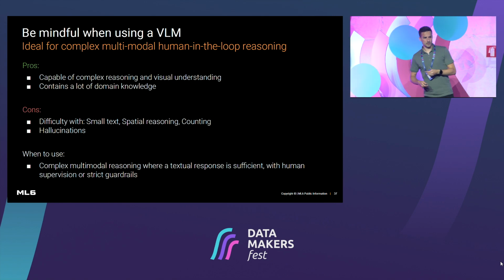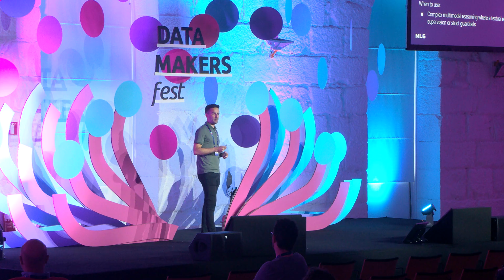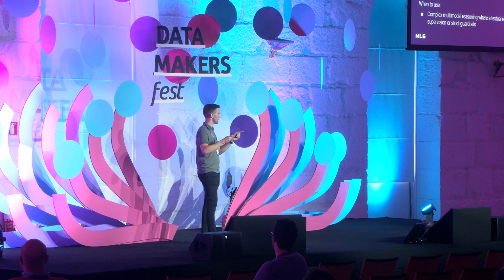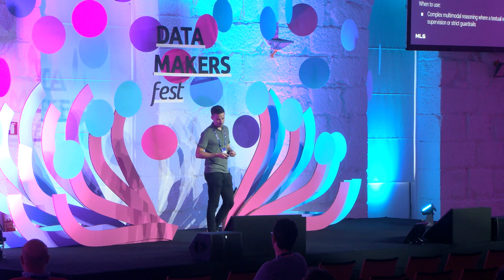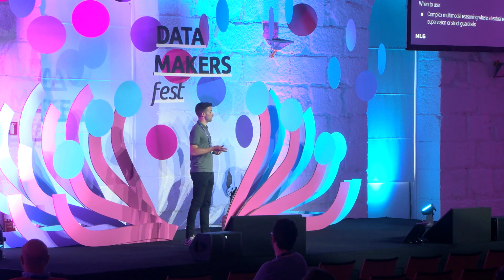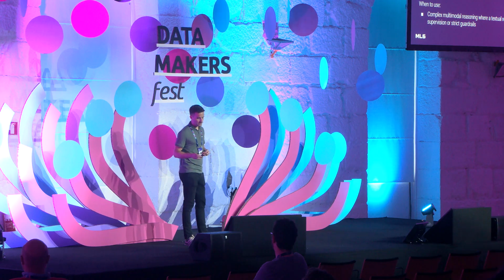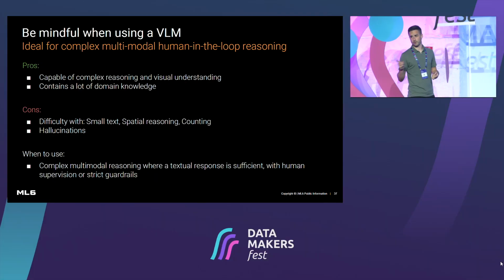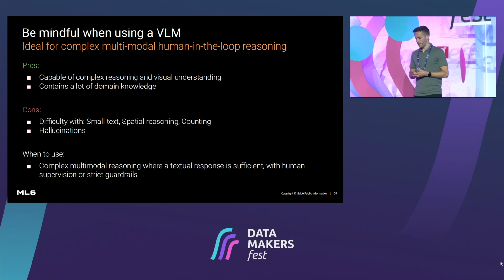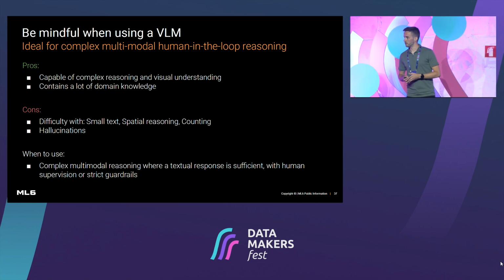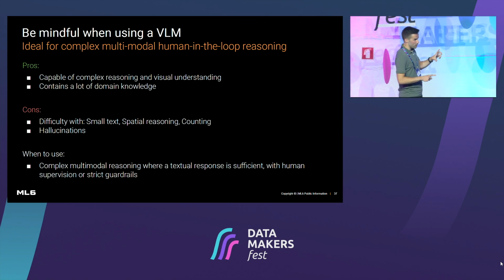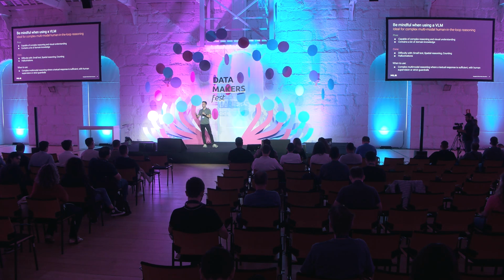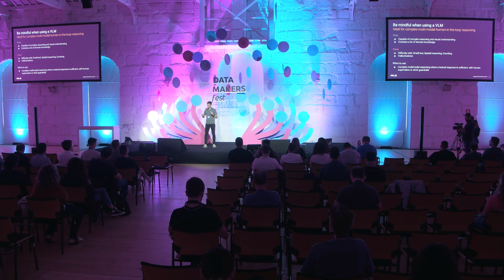And in general, the hallucinations, remember the riddle. There were 4 people, only 1 answer was correct, and the 3 models all picked the wrong person. So again, you need some sort of guardrails or supervision. So my advice is, when would you use these models? For complex multimodal reasoning, where a textual response is sufficient, important, because the output you get is still text, with human supervision or strict guardrails. The use case that we had in the beginning with the food and beverage artworks, that's an example where we have very strict guardrails to make sure that the output is correct. So important, think about those things.